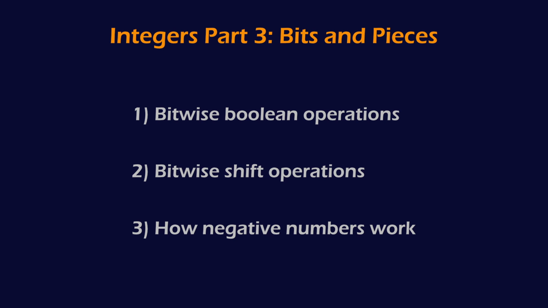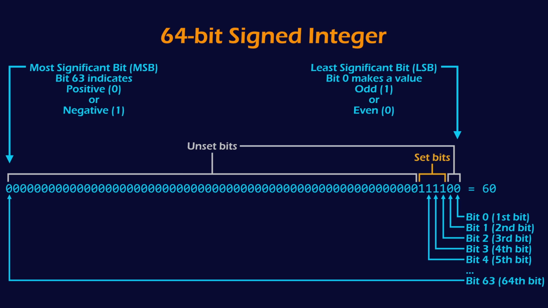So, what are bitwise operations? Well, the clue is in the term itself. Instead of operating on the value of the integer as a total number, bitwise operations work directly with the bits in the integer. This is where knowing how an integer is stored as bits is particularly useful. The 64th bit is still the one that indicates positive or negative values. This does not change just because we're doing bitwise operations.